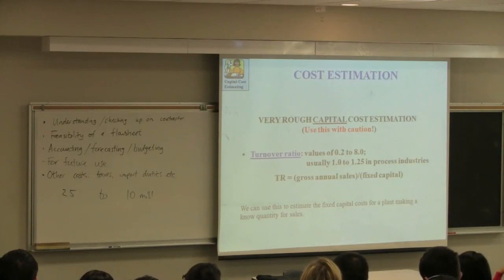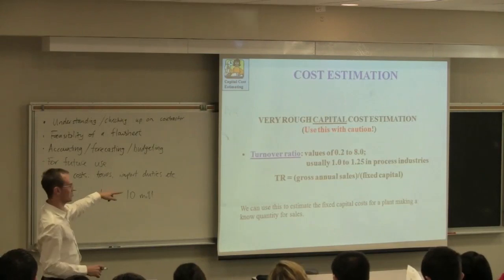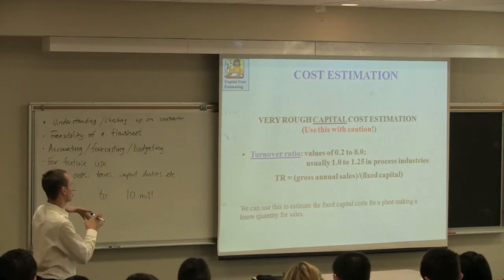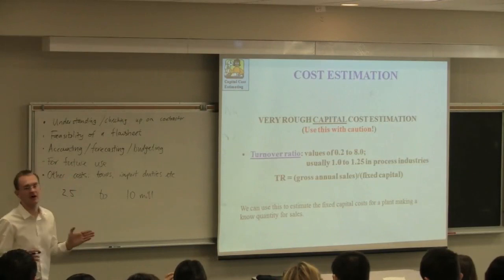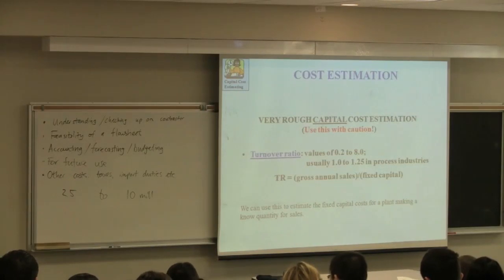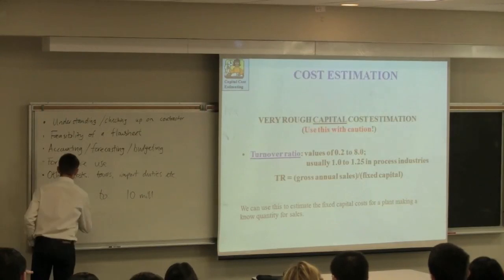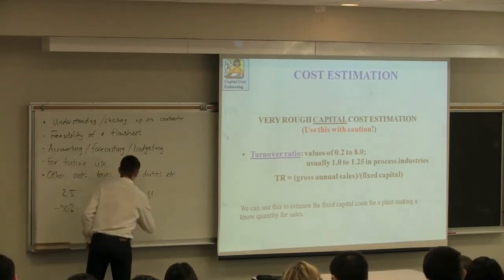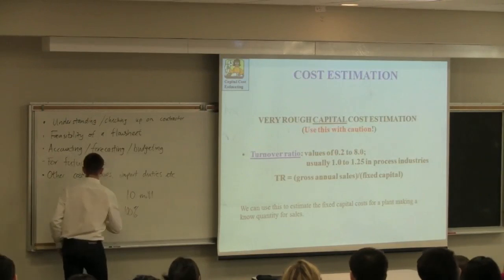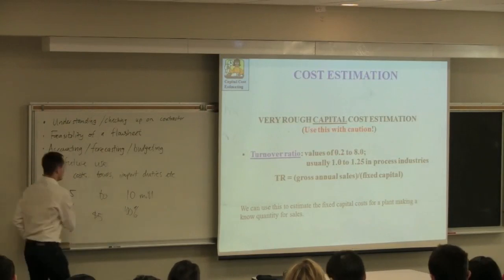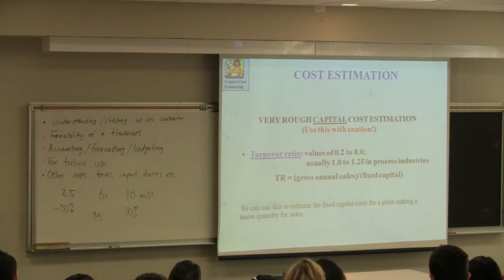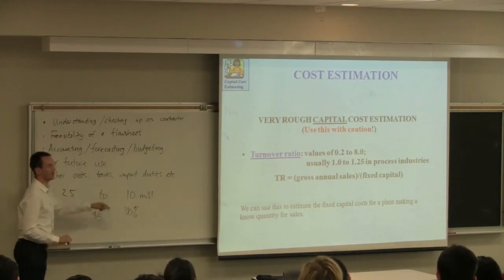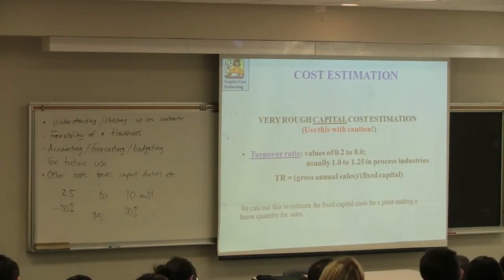Whenever it comes to this part of the course, we never quote the value we actually calculate from the formulas up there. We calculate it, but then we take the lower bound and the upper bound and we quote that as our answer. These estimates are within error of minus 50% to 100%. So if my base price is $5 million, I don't quote that as my answer. I say, no, the cost of this plant is $2.5 to $10 million. That's how to use the turnover ratio.